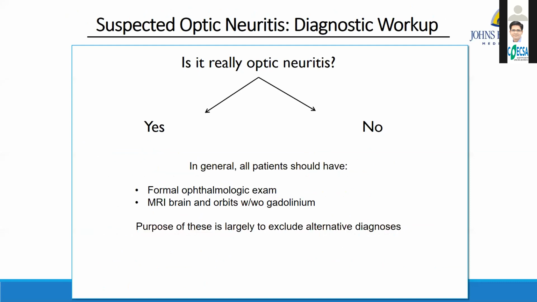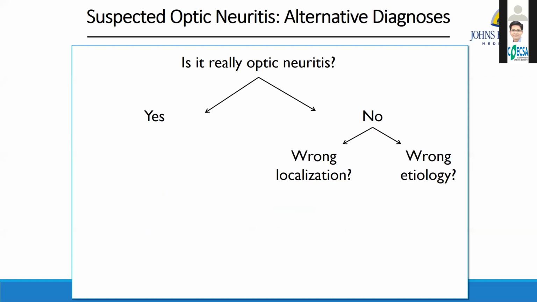So in working these patients up, when you're trying to decide if this is optic neuritis or not, in general, all of the patients should have a formal ophthalmologic exam and then an MRI brain and orbits with and without gadolinium. And the purpose of these is largely to exclude alternative diagnoses.